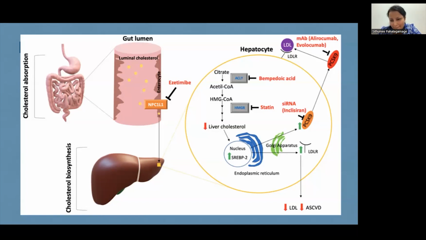What PCSK9 inhibitors do is they prevent this PCSK9 action, so the LDL receptor level stays stable. And there is another drug called inclisiran. Again, this helps to prevent production of the PCSK9 molecule. So these are the drugs available to manage hypercholesterolemia, which has a cardiovascular risk benefit.